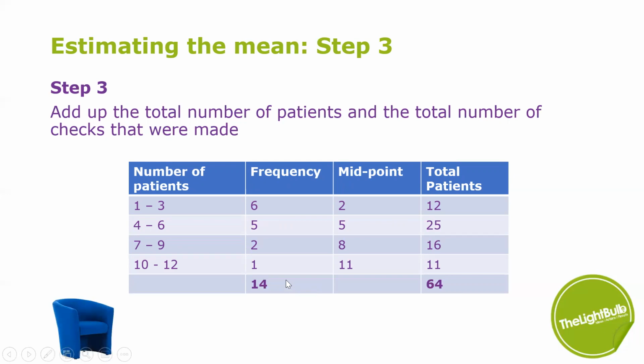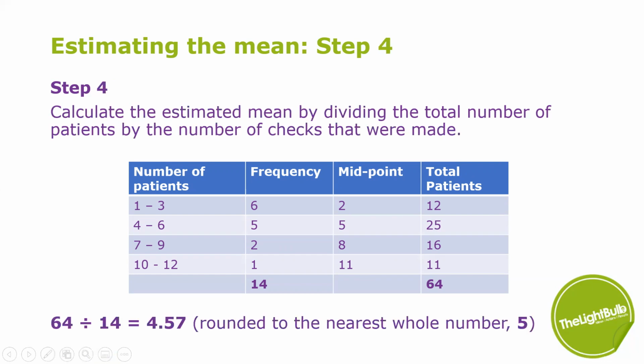Now, what I also need to do is then add up the number of times that I popped my head out in the waiting room to check. So 6 occasions, 5 occasions, 2. So that's 14 occasions overall that I popped my head out into the waiting room to do a quick head count. So what I'm saying is I saw 64 patients over a total of 14 occasions. And now I apply the mean average to this. So I do 64 divided by 14, and that gives me a total of 4.57. So that is my estimated mean average, really, is 4.57.